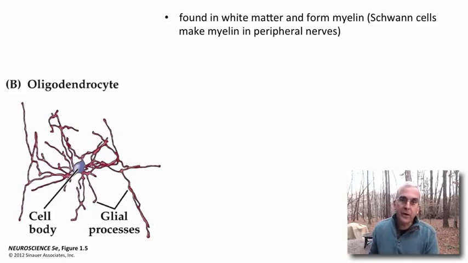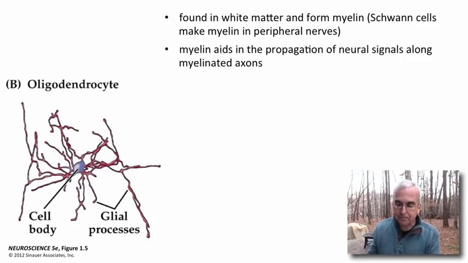Now, if we were talking about a peripheral nerve, in the peripheral nervous system, we'd be talking about a different type of myelin-forming cell called a Schwann cell. So I just wanted to make that distinction between the oligodendrocyte and the Schwann cell. They both make myelin, they both insulate axons, but the oligodendrocyte is the one found in the brain and the spinal cord, whereas the Schwann cell is found in the nerves of our body.